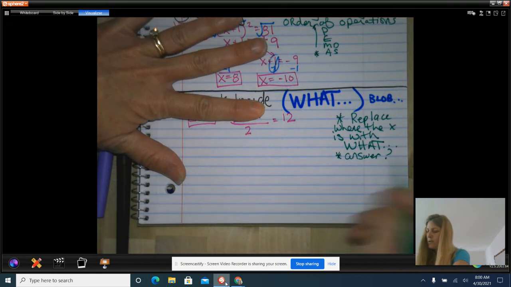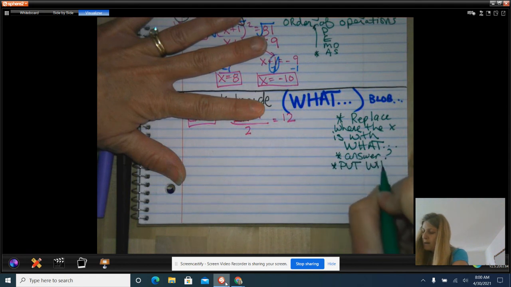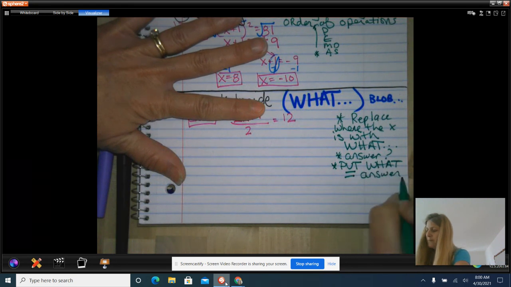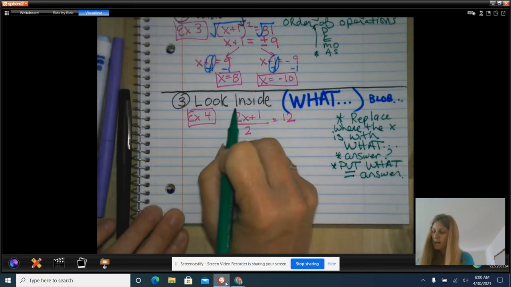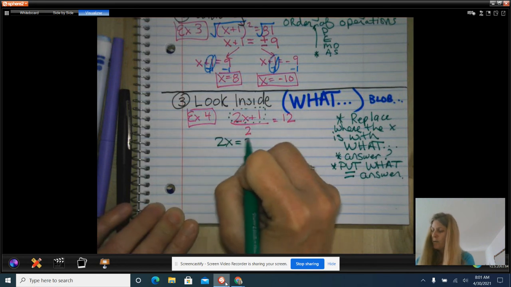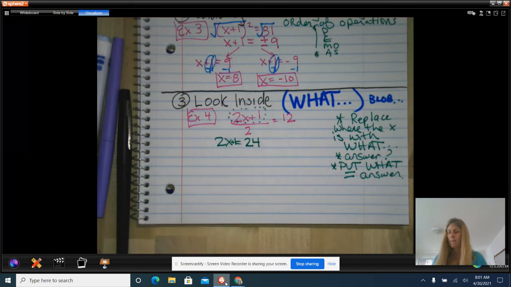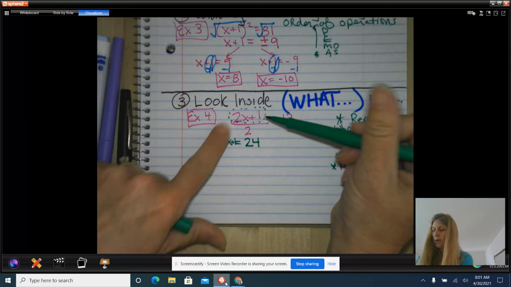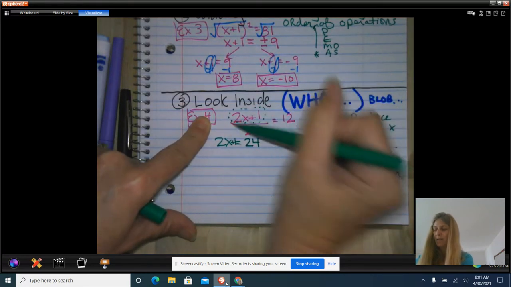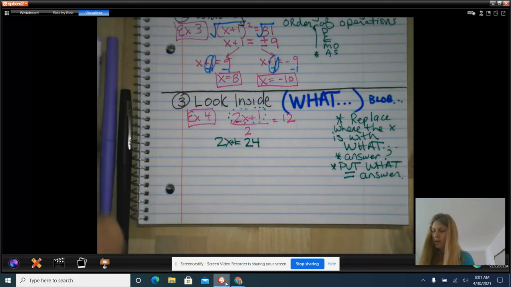So now you're going to simply put your what equal to the answer that you just said in your brain. Here's my blob: what is equal to 24. Oh, I forgot my plus 1. So what, 2x plus 1, is equal to 24, because I know whatever this is divided by 2 has to equal 12. So this has to be equal to 24, because 24 divided by 2 is 12. And then you're just solving using our traditional method.